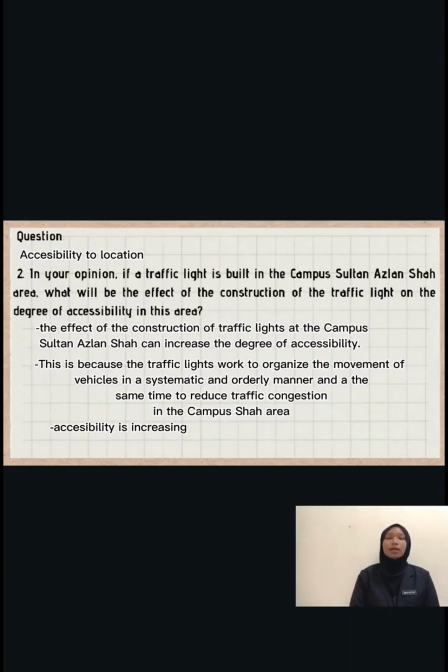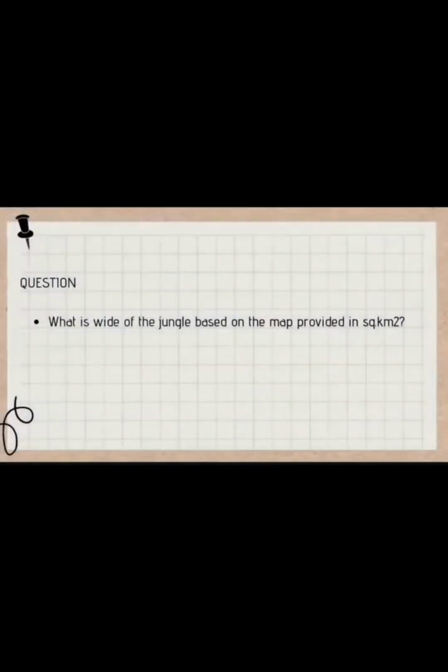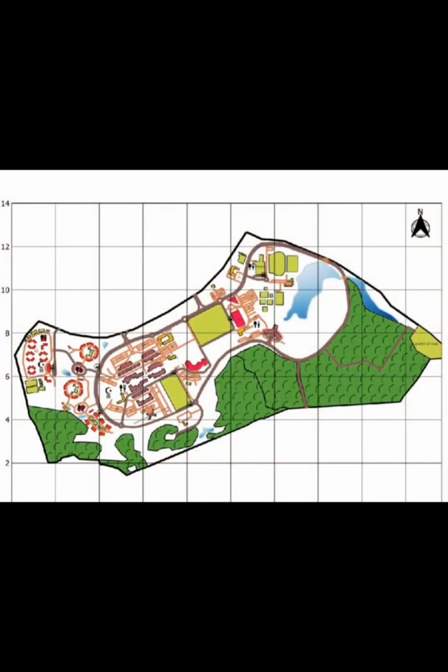This is because the traffic light works to organize the movements of the vehicles in a systematic and orderly manner, and at the same time to reduce traffic congestion in the Campus Sultan Azlan Shah. Therefore, the accessibility of this place will increase. Okay, we move into the next question. The question will be, what is the width of the jungle based on the map provided in square kilometers? So here I will show you guys how to calculate the width.